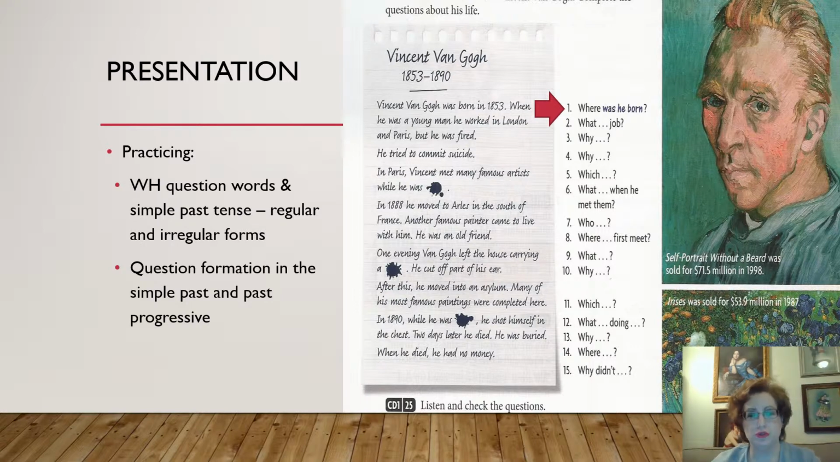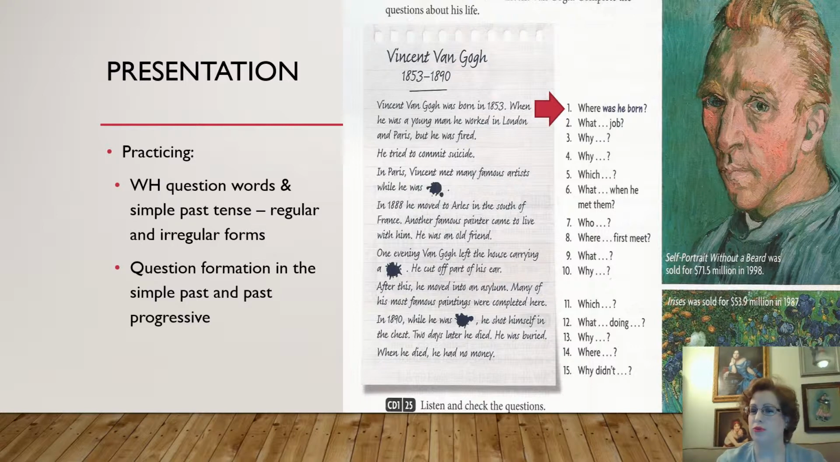Number 2, when he was a young man, he worked in London. So what was his job? That is question number 2. And number 3, as we see here, the third line, but he was fired. So obviously the question is, why was he fired? And we can continue on with the next few questions.